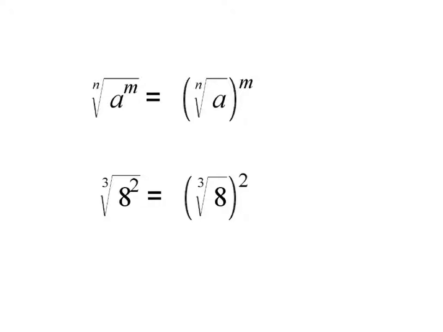Here's an example. The cube root of 8 squared is the same thing as the cube root of 64, and the cube root of 64 is 4. Let's say I take the cube root of 8 first. The cube root of 8 is 2. Then I raise it to the exponent, and I get the same answer of 4. So as far as the order of operations, you can square it to start with, or you can take the cube root and then square it.